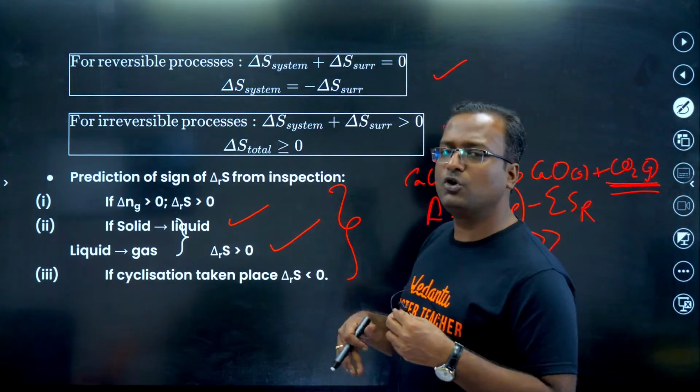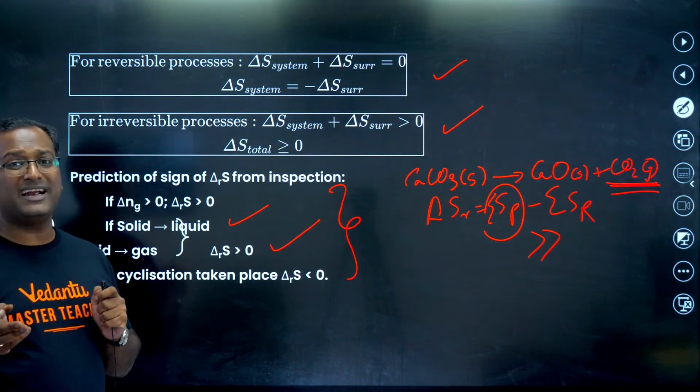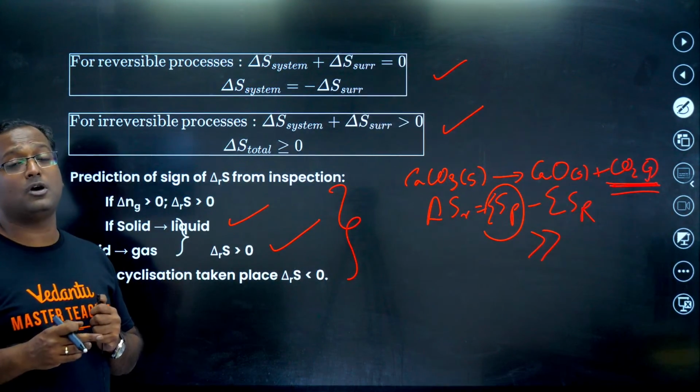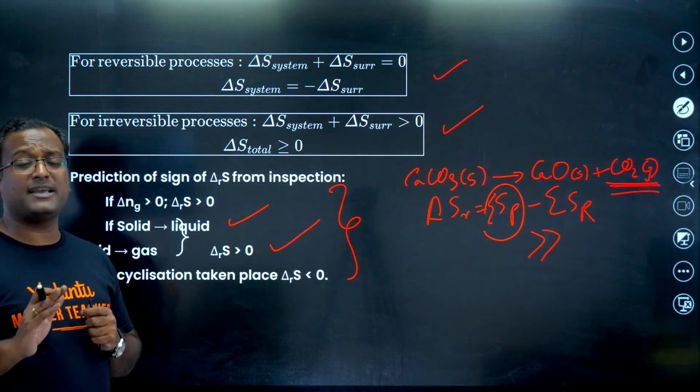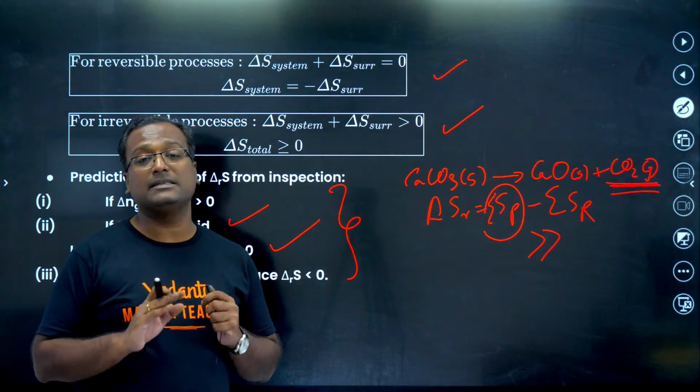If there was no gas molecule present, if there were only liquids and solids in reactant and product, then it is very difficult to talk about entropy. Entropy change can only be predicted when you have gas on one side at least.